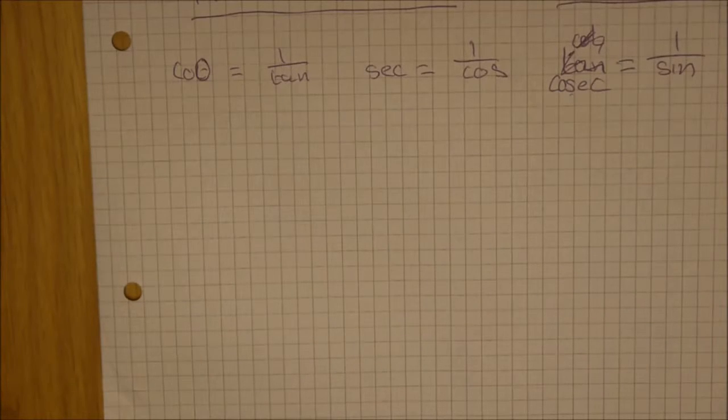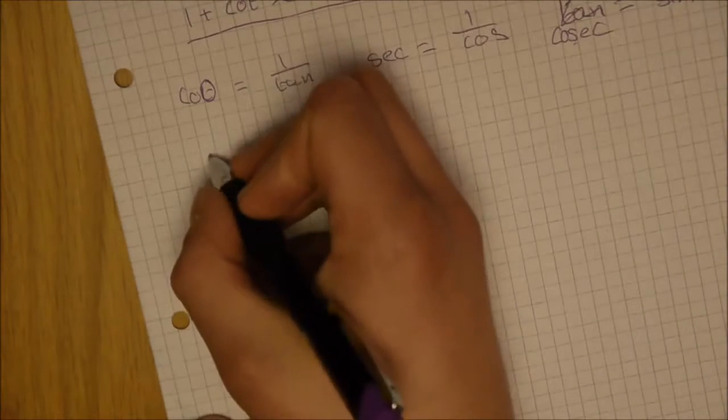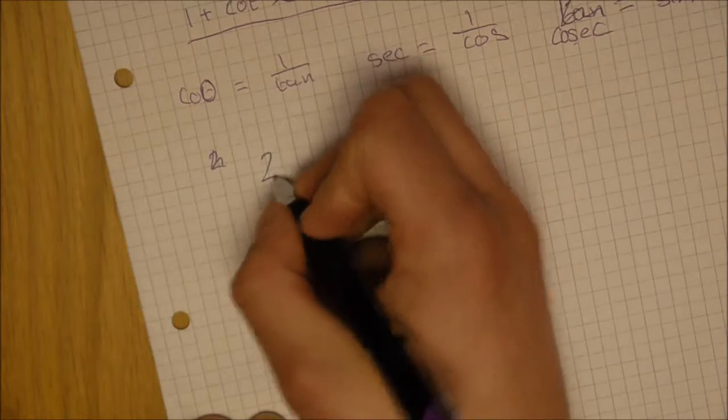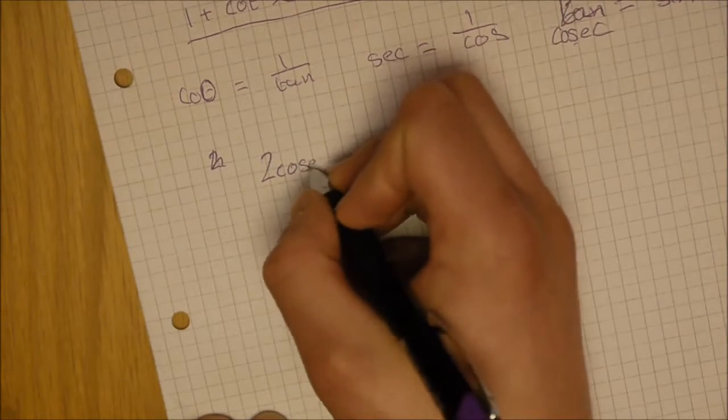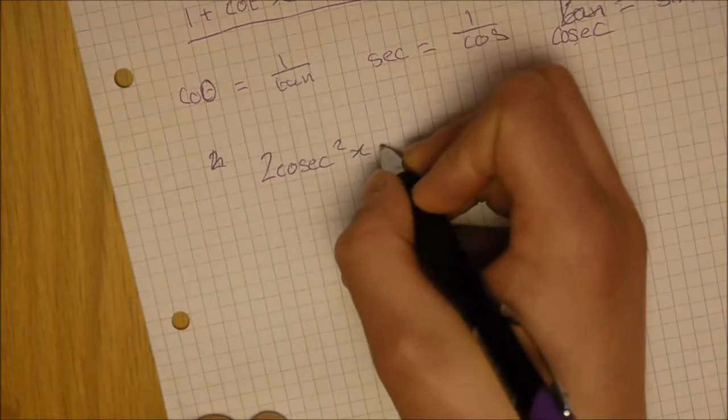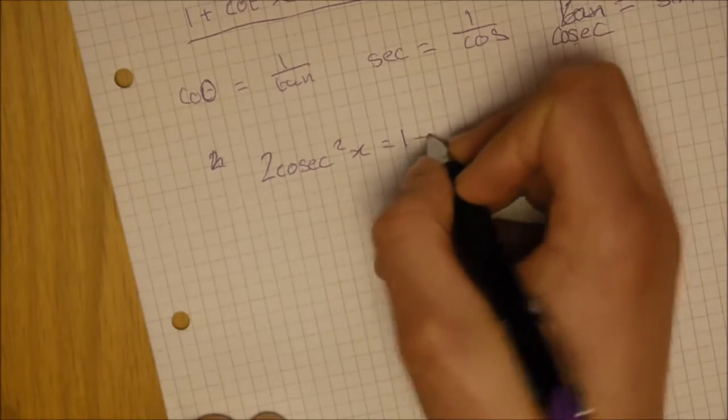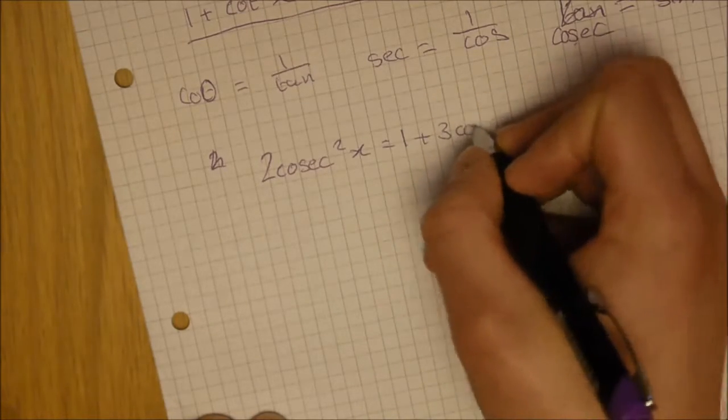Now, I'm not going to do much that's particularly difficult here because most of this stuff is fairly straightforward. But what I am going to do is do a question just to show you what you will need to do for this. So we're going to take the question 2 cosec squared x equals 1 plus 3 cot x.